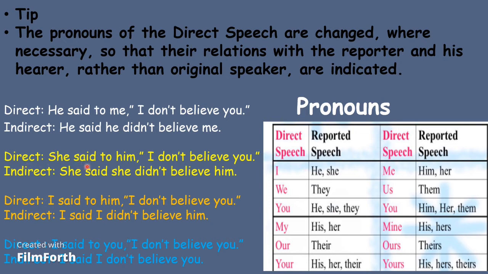Direct. She said to him, I don't believe you. So when you change it into indirect, it becomes she said that she did not believe him. I has become she here. And don't has become the past, didn't. Direct. I said to him, I don't believe you. Indirect. I said I didn't believe him. I has remained I because it's talking about I didn't believe you. You has become him.